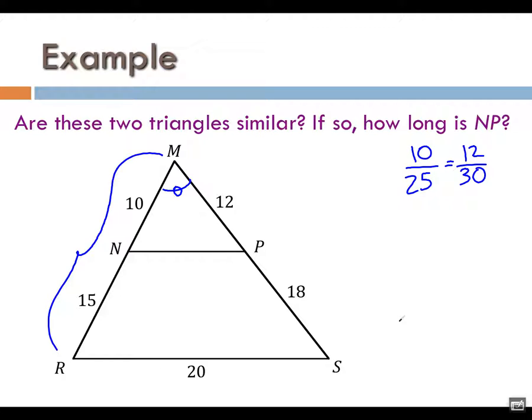Jill, we're going to come back to what you said in a couple days, because that is a different theorem that we're going to address later. Question? Yeah, if you cross multiply those two, it's 300 equals 300. So, boom, it's proportional. Therefore, side angle side similarity proves that the triangles are similar. Now that we know the triangles are similar, we can find NP. So go ahead and find NP.